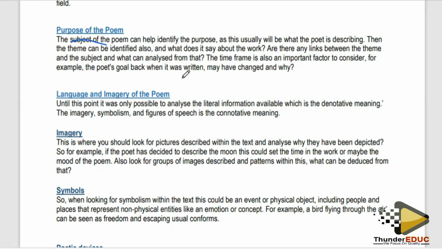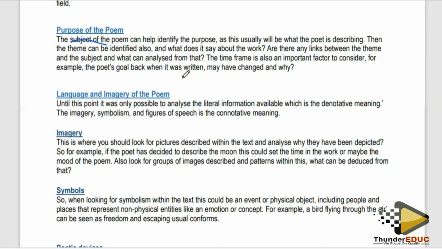Imagery is what we call visual imagery. There are words that will paint a picture in your mind. So those words will help you to analyze the text. So as a result, when he uses the moon, you must know this is during the evening, so it's not during the day. And therefore, we see the mental picture of the paleness of the moon against the stars. And therefore, a vivid image is painted.